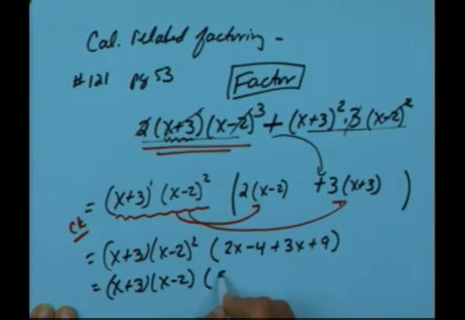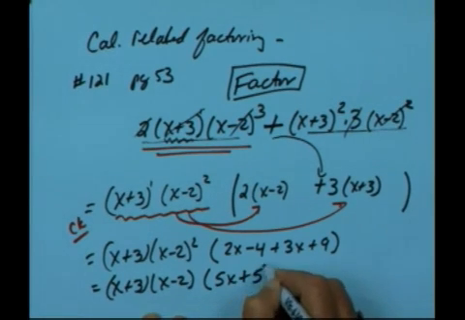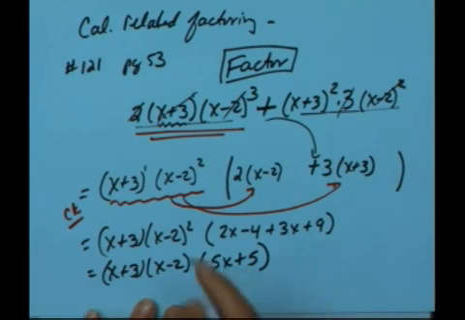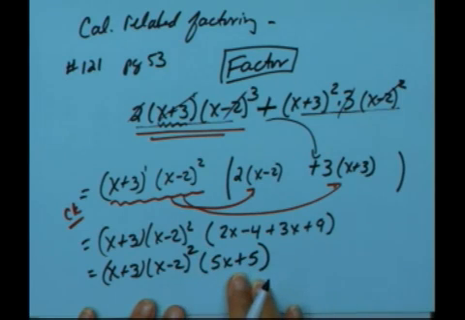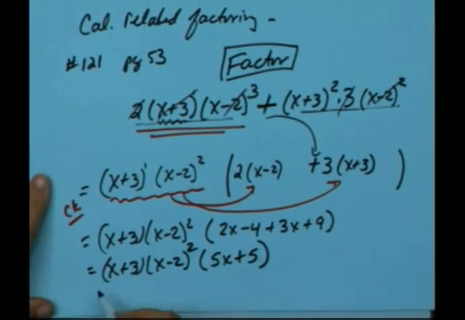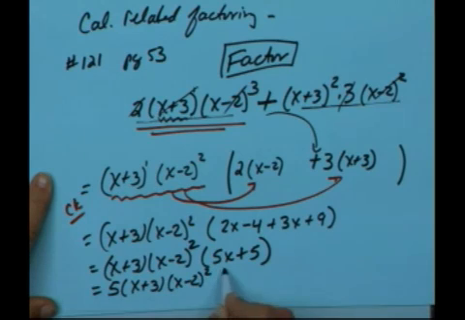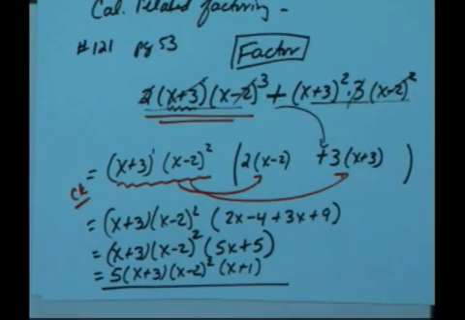And here we have 5x plus 5. Hey, this is a great problem. Is that completely factored, the 5x plus 5? Well, you can take the 5 out. So now we have 5 times x plus 3, x minus 2 squared, x plus 1. So now we are completely factored.